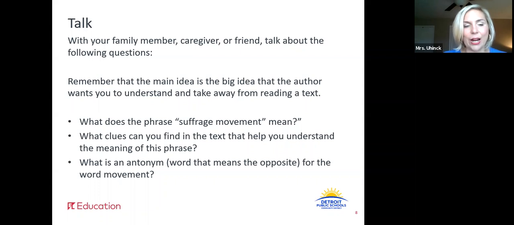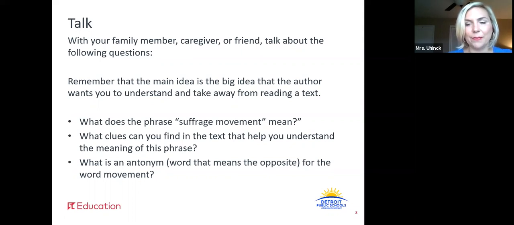Great. All right, our last question we're going to discuss. What is an antonym for the word movement? Remember, an antonym is a word that means the opposite. All right, pause the video and discuss. What is an antonym that you could use for the word movement?